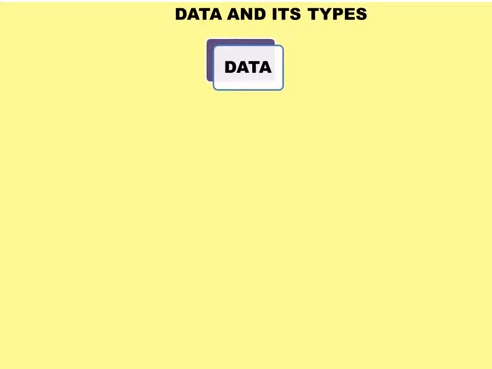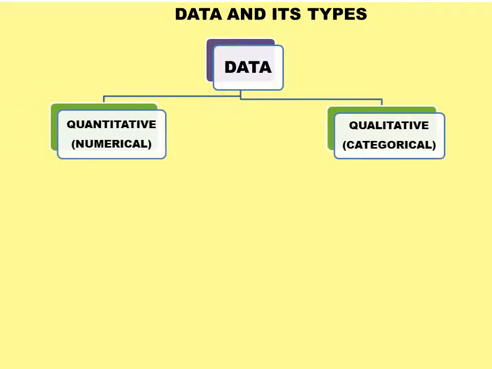Next, what are its types? There are two types of data, that is quantitative and qualitative. As the word says, quantitative means there are numbers involved, right? So numerical data is called quantitative, and qualitative means it is telling about the quality of data, obviously categorical. So if the data is in the numerical form, it is quantitative. If it is not in the numerical form, then it is qualitative.